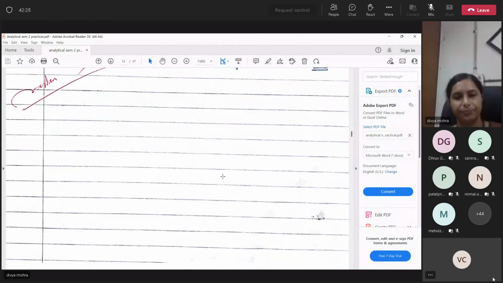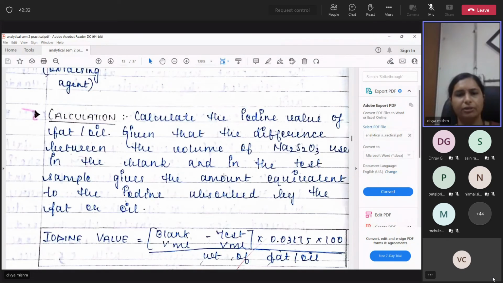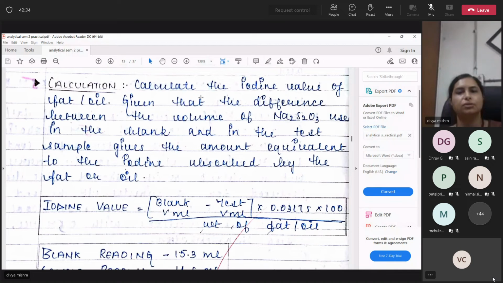Now let's go to the calculation part. Again, here we will find the difference between the volume of sodium thiosulfate used in the blank and in the sample. For the blank, there will not be iodine.